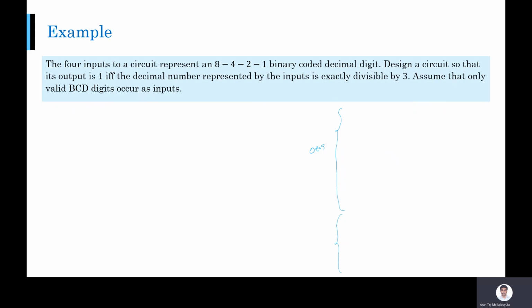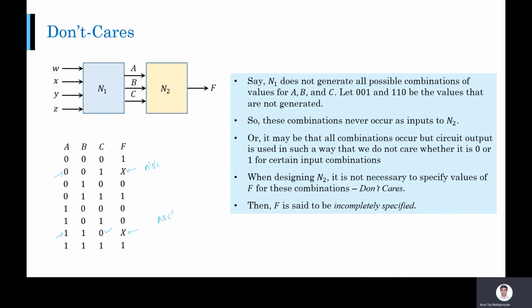So what is the scenario we are talking about? If you go back, let us say now you have A, B, C, D in this particular case, you want to design your N2, and what you're saying is your N1 doesn't generate some combinations, right? Like what you said here, 0, 0, 1 and 1, 1, 0 were not being generated in your previous case. Now what you have is 1, 0, 1, 0 to 1, 1, 1, 1.